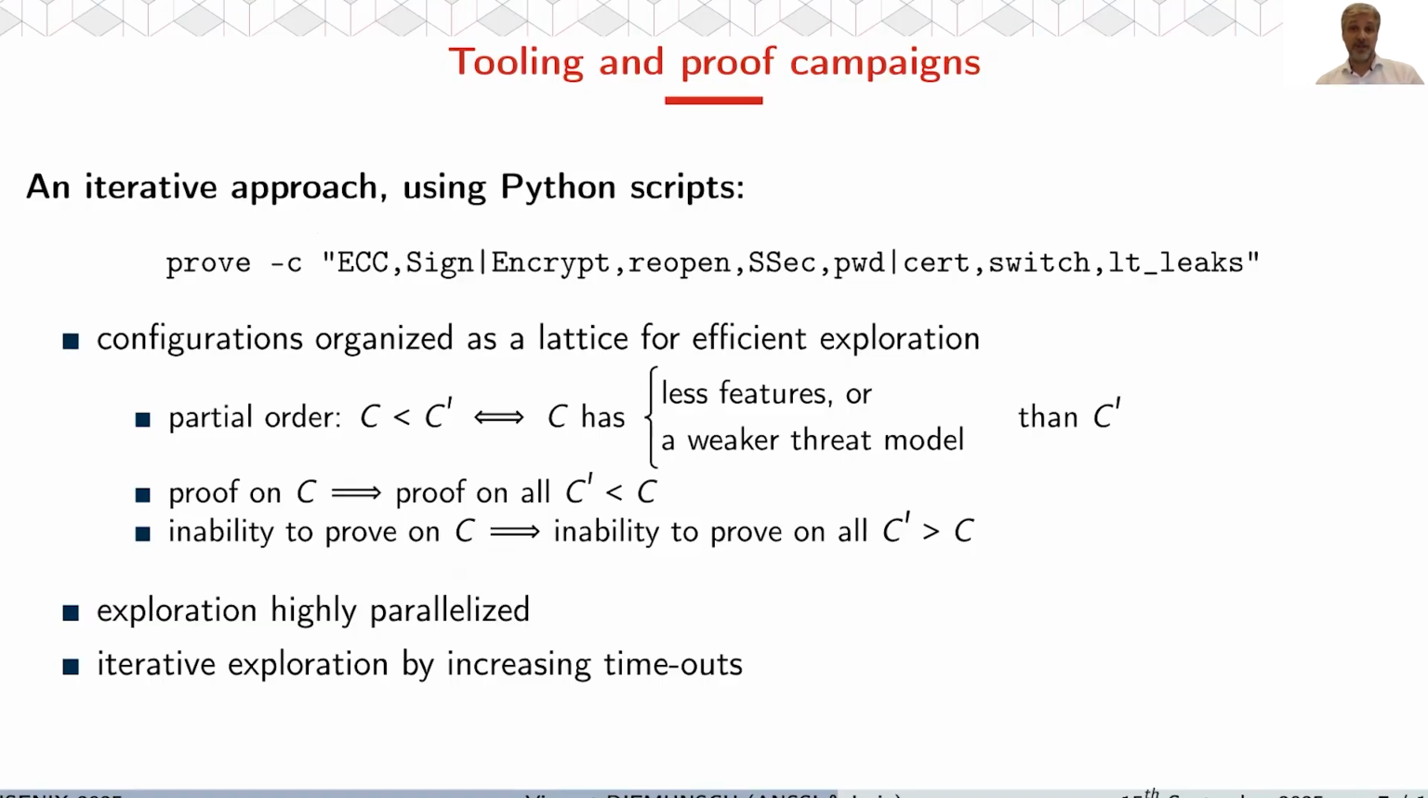configurations for efficient exploration. Indeed, configurations can be organized as a lattice because it is possible to define a partial order between them. A configuration C is considered inferior to another configuration C' if it has fewer protocol features or corresponds to a weaker threat model than C'. A proof of a property obtained on a configuration will be true on all inferior configurations. Conversely, an attack found on a configuration will exist on all superior configurations.